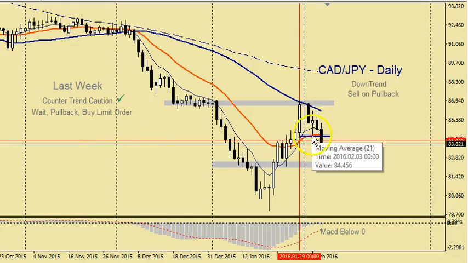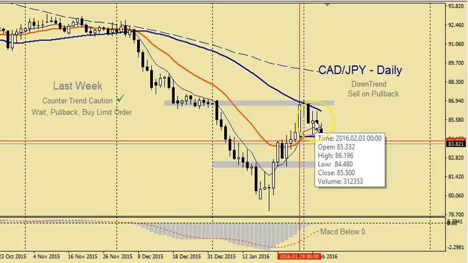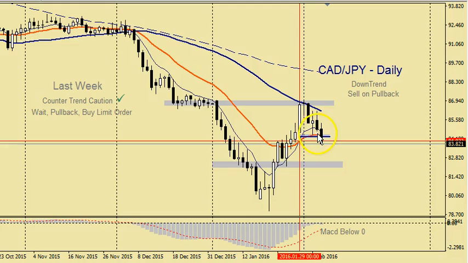The other thing is to wait for a pullback and use a buy limit order. It pulled back here on this candle on the Wednesday. When I say buy limit order, I mean you're placing a buy limit order above the next support area, which is right here.